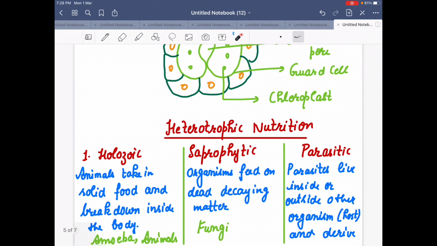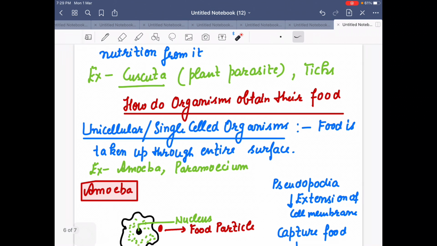Holozoic means animals take in solid food and break it down inside the body, like amoeba and other higher animals. Saprophytic organisms feed on dead and decaying matter, which our fungi do. Parasites live either inside or outside another organism, which we call the host, like viruses, which live inside another body, or you can say tapeworm. So parasites live inside or outside the other organism and derive nutrition from it.